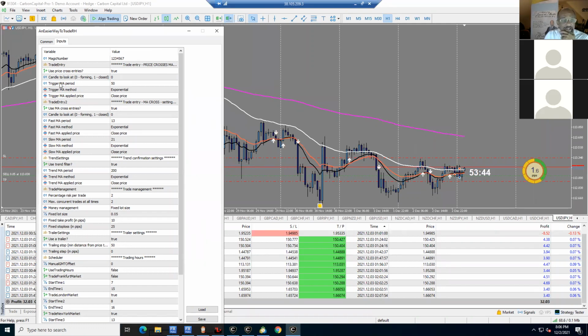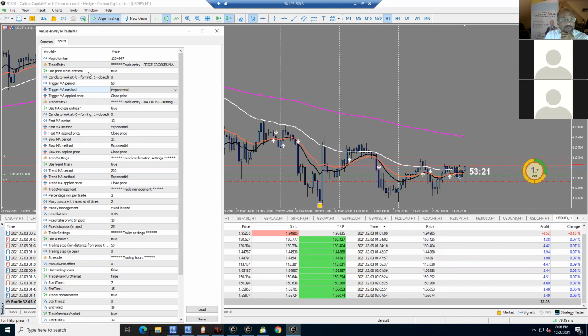And my trigger is the 50. And again, on all the MAs, you can select what MAs you want to use. So all this is selectable. I like the 200, 50, 20, 21, and 13, all exponential. I like those.